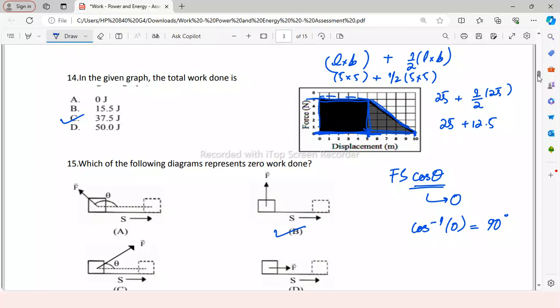This is the case जिसमें force और displacement में 90 डिग्री का एंगल है.